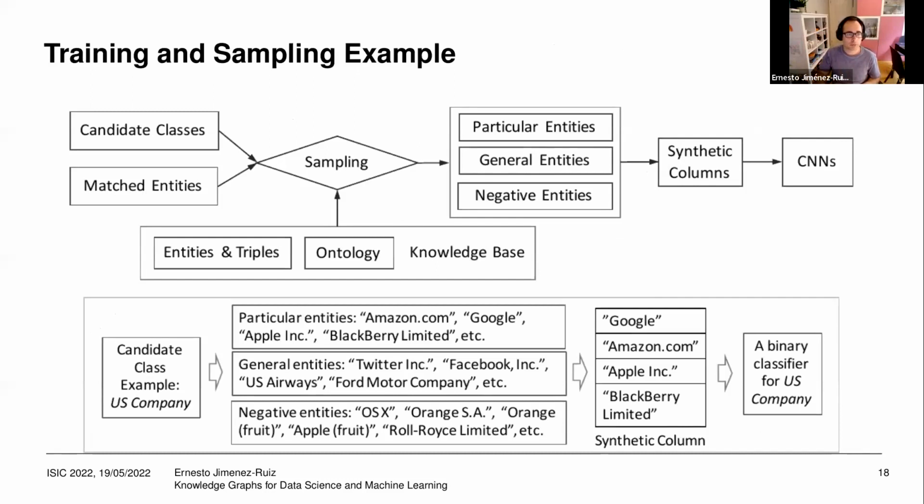Then just to give you an example, for training, you focus mostly on the bottom part. For the candidate class, for example, US company, we get some particular entities that are coming from a given table. We also get some general entities coming from the knowledge graph, and then some negative samples where we try to exploit the most ambiguous samples, like orange as a fruit, or apple as a fruit, and then companies that are not US based. And then the sample will be a combination of entities, like having Google, Amazon, and so on.